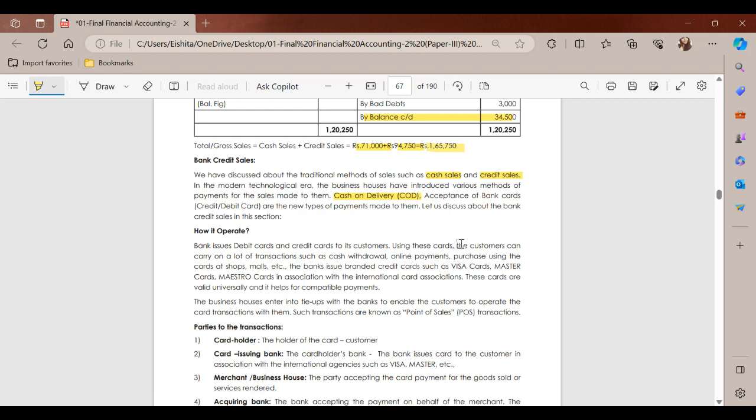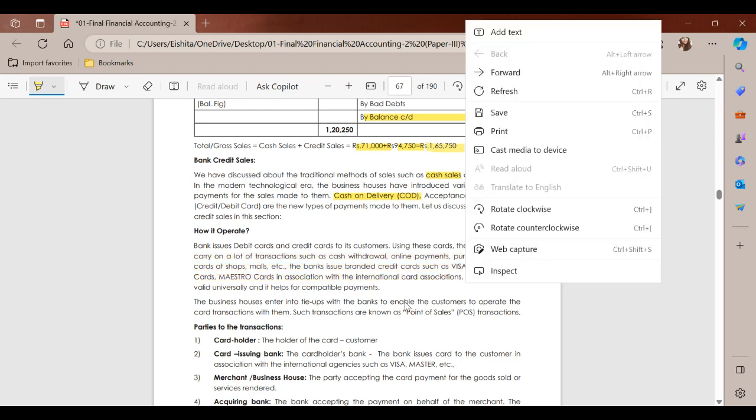Using these cards, the customer can carry out a lot of transactions such as cash withdrawal, online payment, and purchases using the card at shops, malls, etc. The bank issues branded credit cards such as Visa card, MasterCard, or Maestro card in association with the international card associations. So the bank issues these Visa, MasterCard or Maestro cards in linkage with these associations.